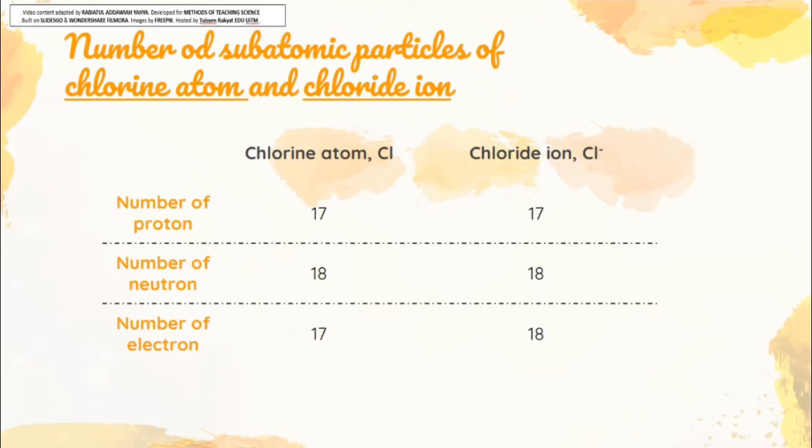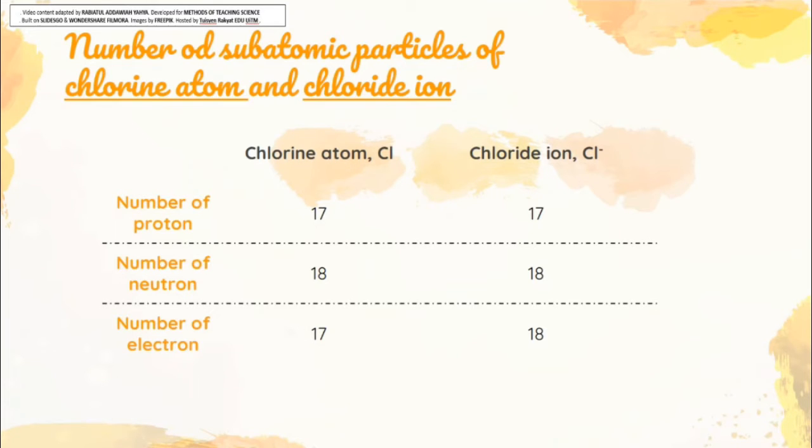A chlorine atom accepts one electron to form a chloride ion. Thus, a chloride ion has one electron more than a chlorine atom. The number of protons and neutrons in a chlorine atom and chloride ion are the same. Therefore, during the formation of an ion from an atom, the number of protons and neutrons in the nucleus remain the same.